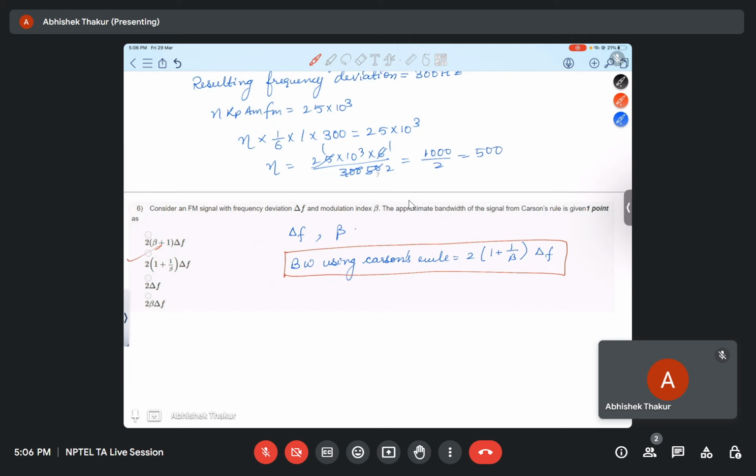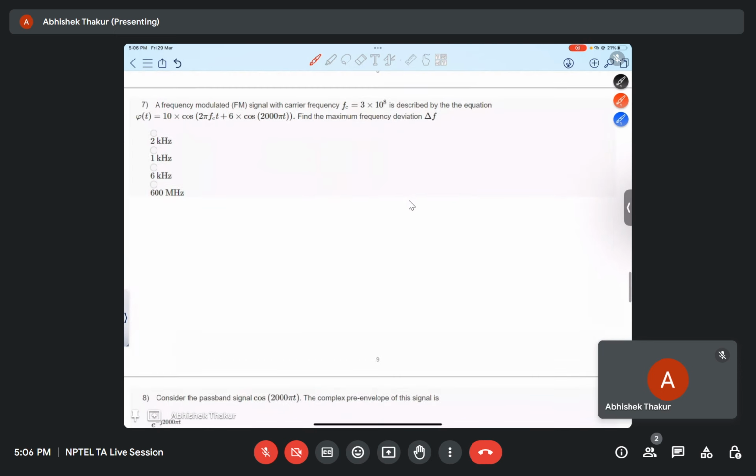We'll move on to the next question. It is asking about a frequency modulated FM signal with carrier frequency fc given as 3 into 10 to the power of 8. The equation of the FM signal is given in this question as 10 into cos of (2 pi fc t plus 6 into cos of 2000 pi t). So this is given in this question.